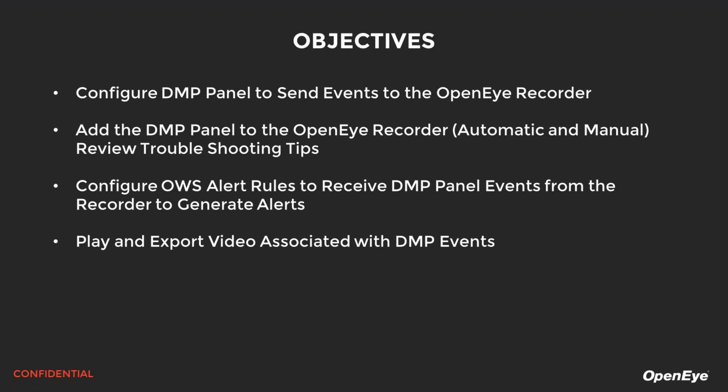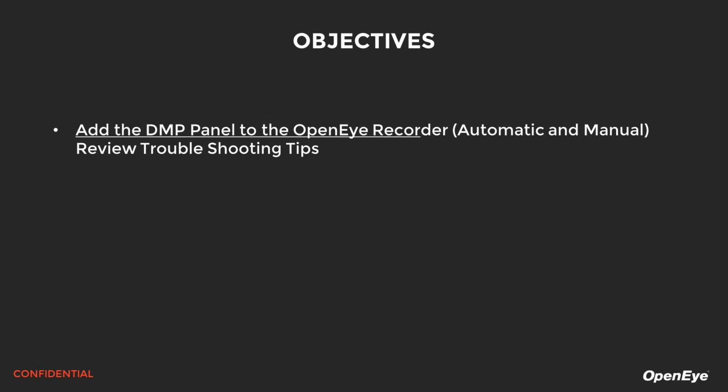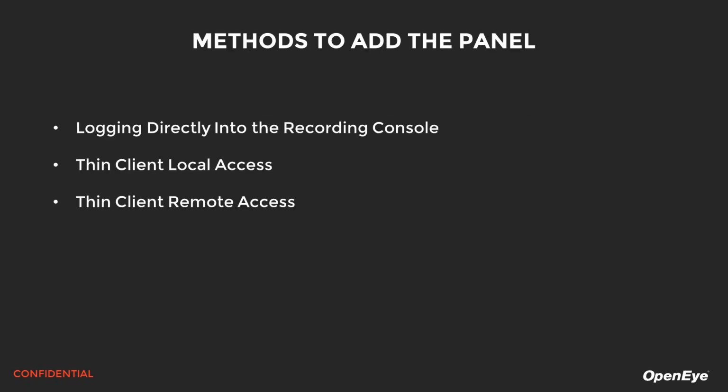All right, now that we've configured that DMP panel to send events to the OpenEye recorder, let's go ahead and add the DMP panel to the OpenEye recorder. The panel can be configured by logging directly into the local console, accessing the local recorder with the thin client, or accessing the recorder remotely using the thin client. So let's add the panel using the thin client.